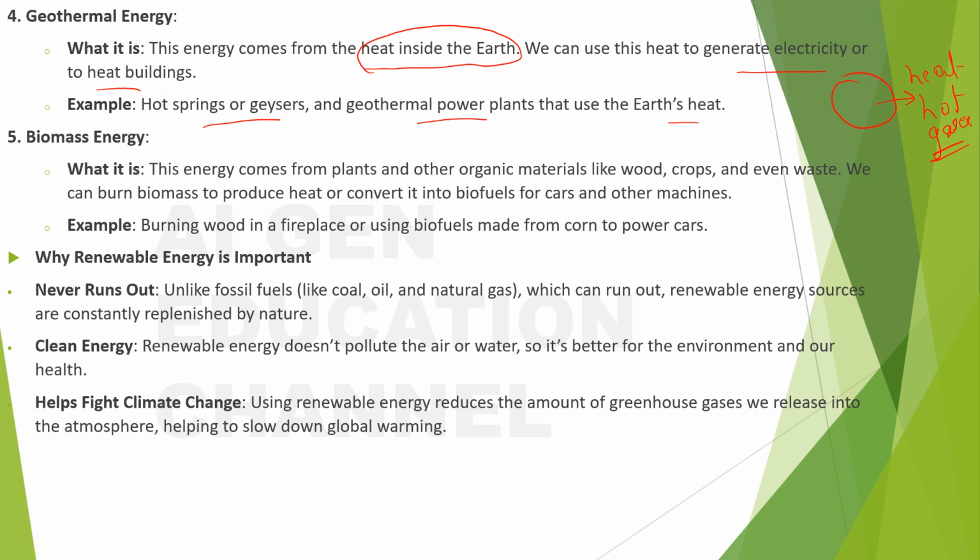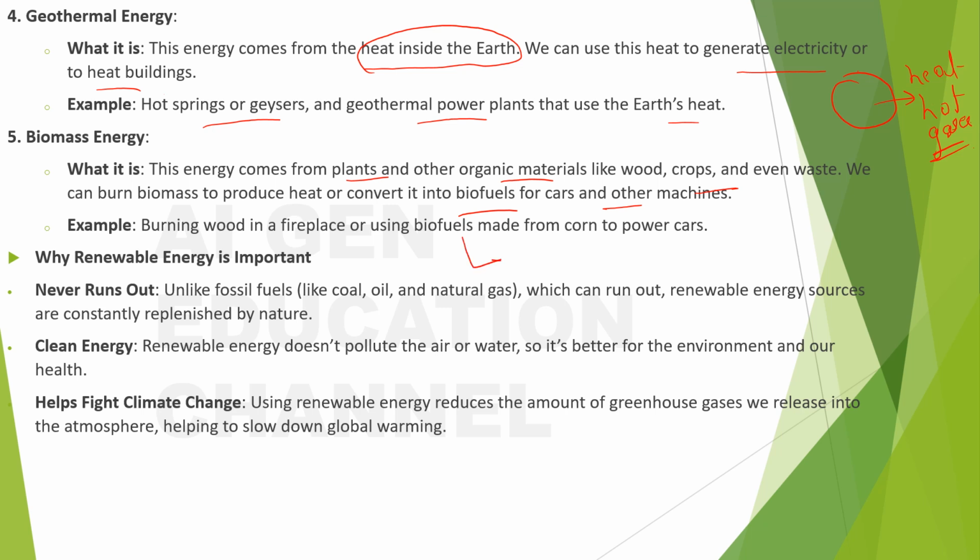Biomass energy. This energy comes from plants and other organic materials like wood, crops and even waste. We can burn biomass to produce heat or convert it into biofuels for cars and other machines. So from organic materials we can get energy. For example, burning wood in a fireplace or using biofuels made from corn to power cars.